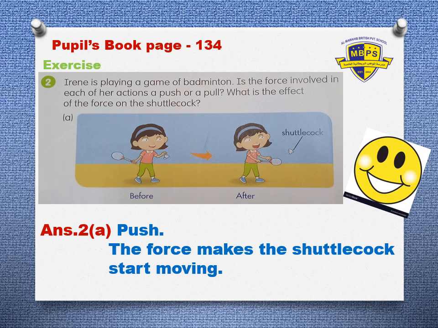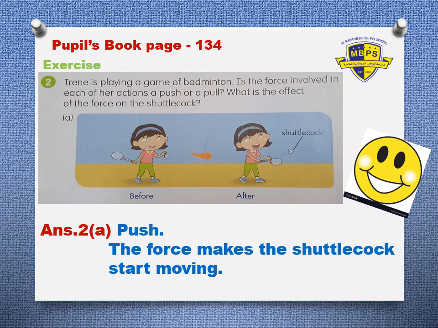Okay, students, same page 134, exercise 2. What is written there? Irene is playing a game of badminton. Is the force involved in each of her actions a push or a pull? And what is the effect of the force on the shuttlecock? As you can see in the picture, so what is picture A? When Irene is playing a game of badminton, what is the force involved in each of her actions, a push or a pull? And what is the effect of the force on the shuttlecock?